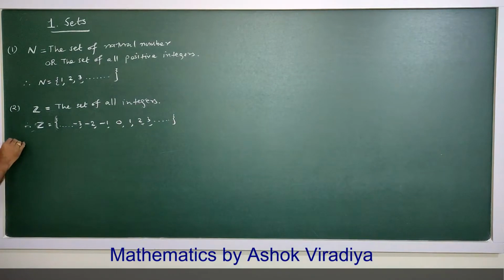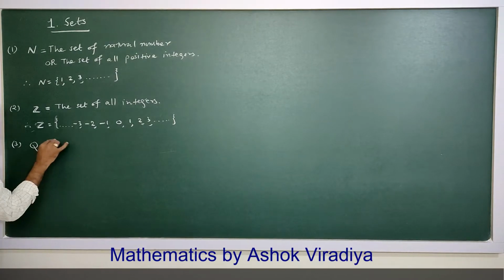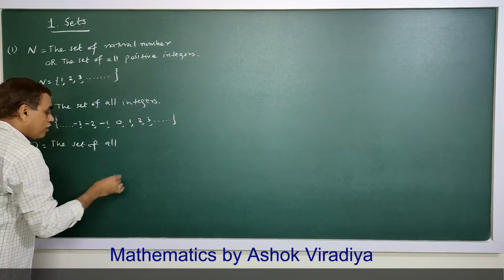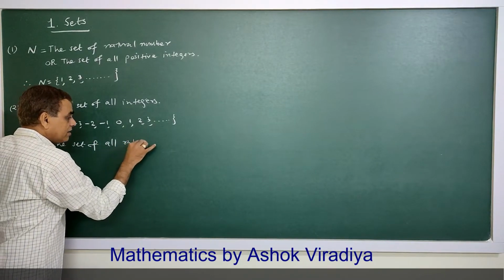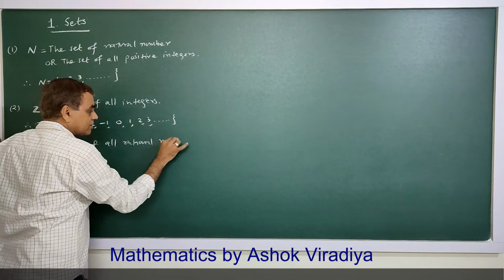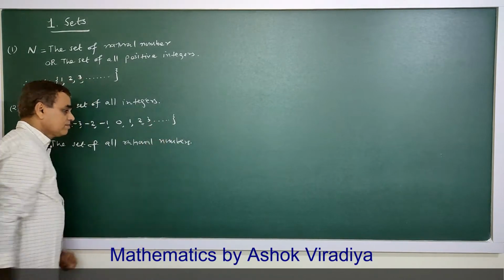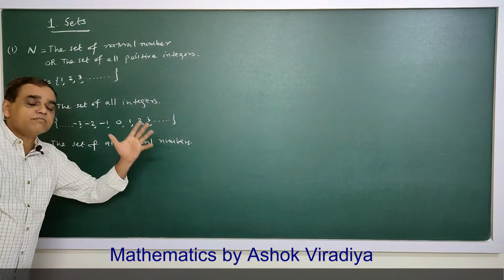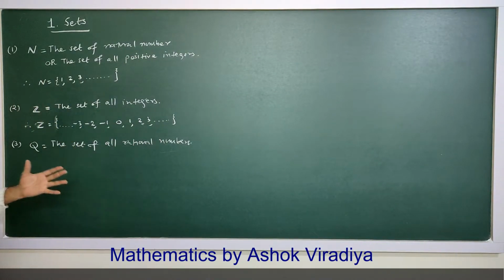Third symbol, Q is the set of all rational numbers. Q symbol is used for the set of all rational numbers. Now what means a rational number? Which type of elements are contained in this set?